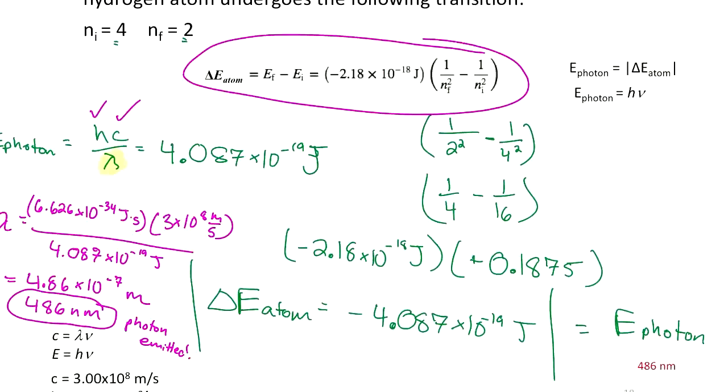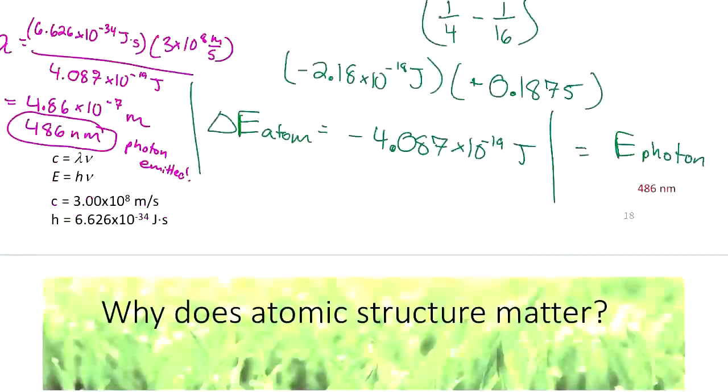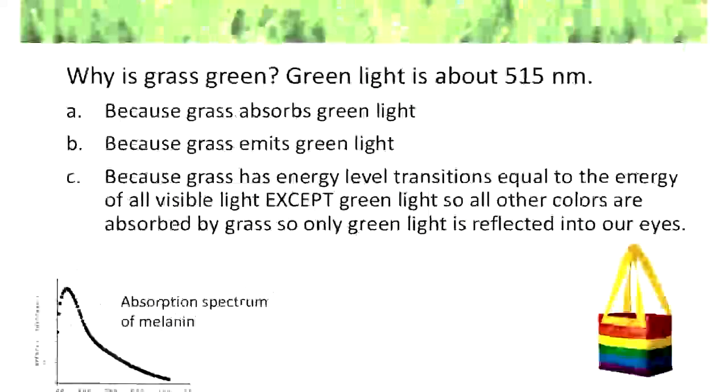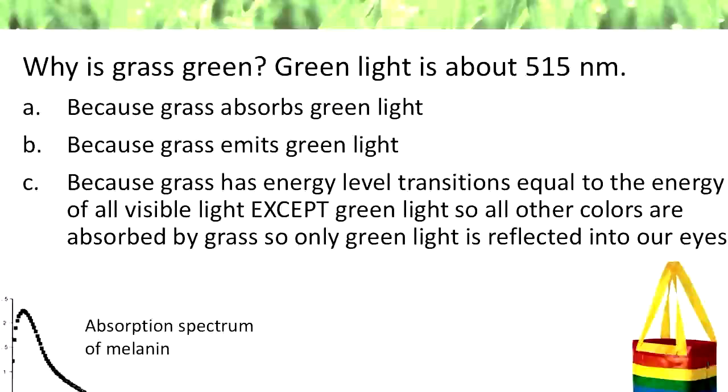All right, so why is this all important? Why does atomic structure matter, right? It matters because it's what brings beauty in our world. It's what makes us colorful and diverse. Here's a question: why is grass green? Okay, why is grass green?